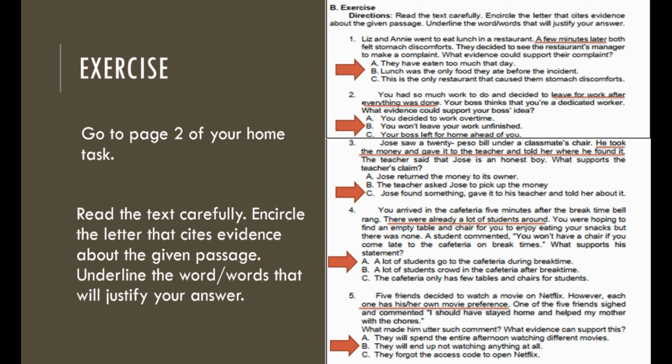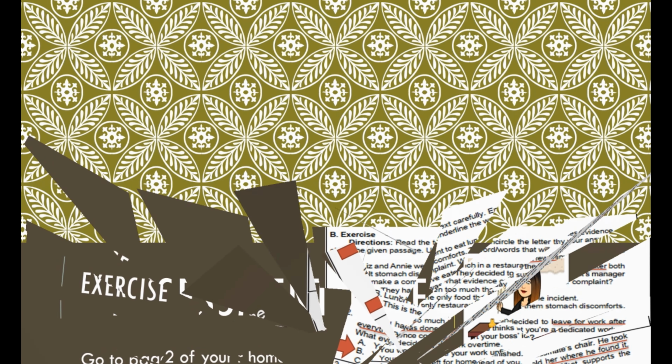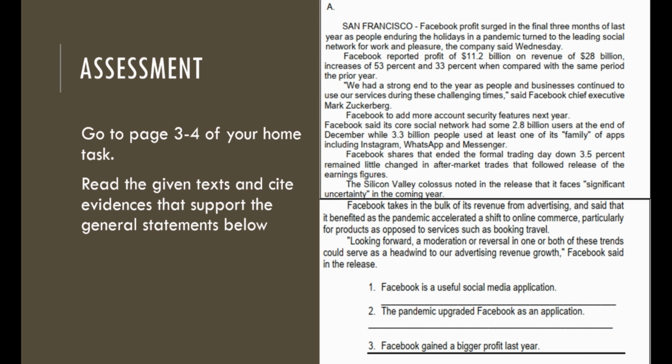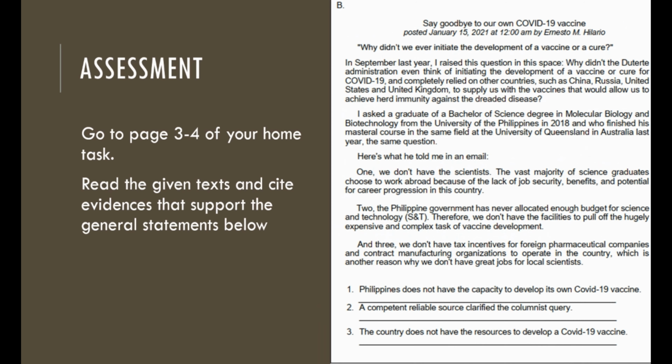It's assessment time. Go to page 3 to 4 of your home task. Read the given text and cite evidences that support the general statements below. For letter A, and for letter B. Are you ready? Let's go!